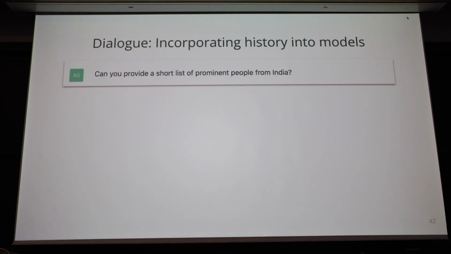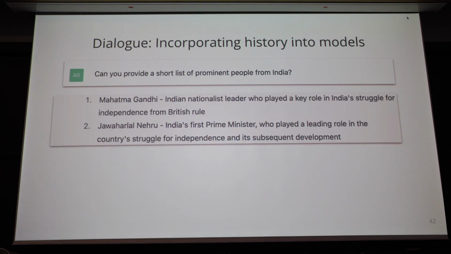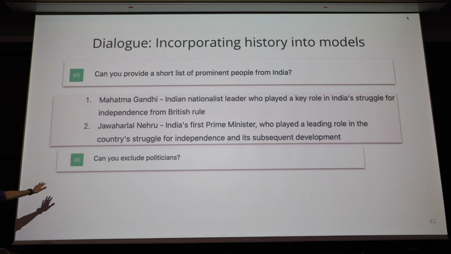Let's say I ask it, can you provide a short list of prominent people from India? And it goes on to give me this list. Both Mahatma Gandhi and Jawaharlal Nehru are political leaders. So in my next turn, what I tell it is, can you exclude politicians? This prompt in itself doesn't make sense, right? If I just ask ChatGPT, can you exclude politicians, it probably will go ahead and give me some list of people who are not necessarily Indians. So it needs to understand that I asked for prominent people from India, and I'm saying exclude politicians.